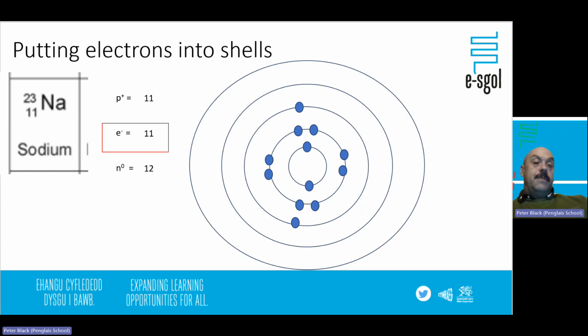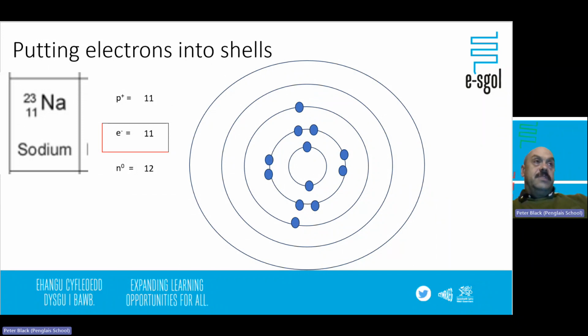Especially with elements where the numbers aren't all equal. So for our calcium, it was all 20, 20, 20, so not a problem. Hopefully you can spot here that what this student's done, or what I see many students do, is they put the neutrons on the shells. Okay, there are 12 neutrons, but they're not on the shells, they're in the nucleus. Remember, it's the electrons that go in the shells.